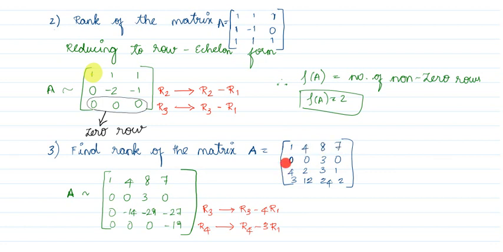4 minus 4 is equal to 0. 2 minus 4 into 4 is 16, so 2 minus 16 is minus 14. Please don't make mistakes in sign also. Or you can do minus R3 plus 4R1 also. It is your choice, you are free to do that, but make it sensible. 3 minus 8 into 4 is 32, so minus 29. And 1 minus 7 into 4 is minus 27.